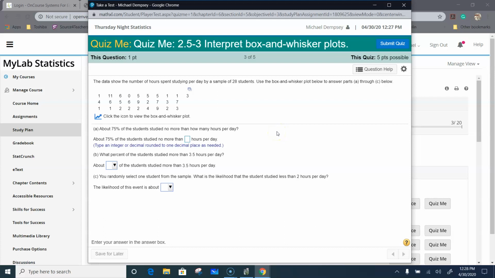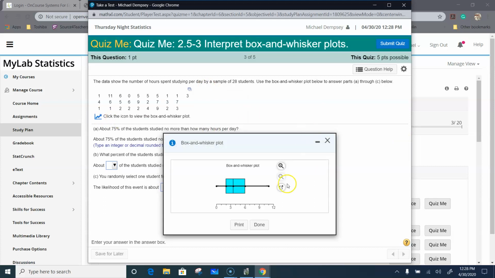Okay. So the data show the number of hours spent studying per day by a sample of 28 students. Use the box and whisker plot below to answer parts A through C. About 75% of the students studied no more than how many hours? Where's the box and whisker plot here? There we go. So 75% studied no more than 6, right? You have 25% that studied more, this is the Q3, so 75% studied no more than 6.